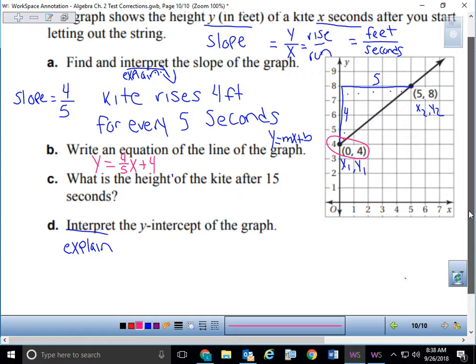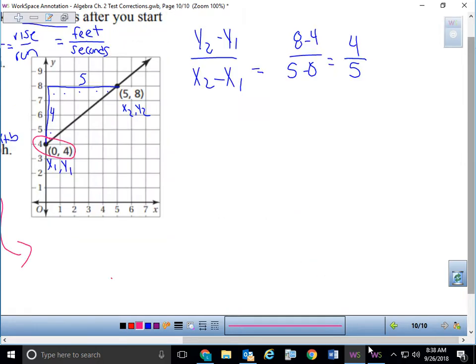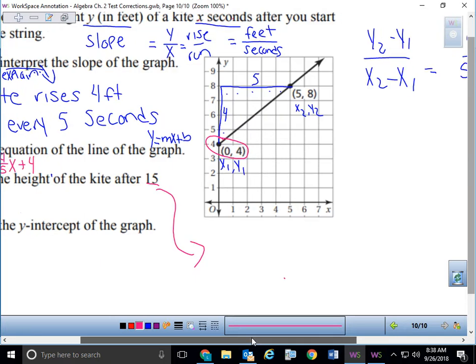C says, what is the height of the kite after 15 seconds? Well, this means I have to take this number 15 and plug it into my equation. Seconds represents the x values, and I got that just from the problem because up here it says x seconds. So that means I'm plugging 15 in for x. I'm going to run out of room, so I'm going to do this little arrow, do it under my graph, and rewrite the problem.